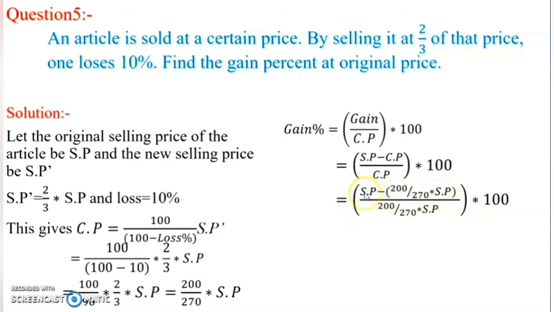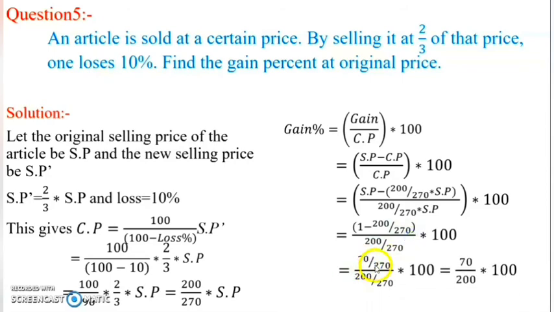So if you take SP outside the bracket, it will get cancelled with the denominator and you will get (1 minus 200 upon 270) upon (200 upon 270). Now after simplification, that is after cross multiplying, it will be (270 minus 200) upon 270, which is the same as 70 upon 270, and this remains the same. So this will be (70 upon 270) upon (200 upon 270) into 100, which gives you 70 upon 200 into 100. So this comes out to be 35%.